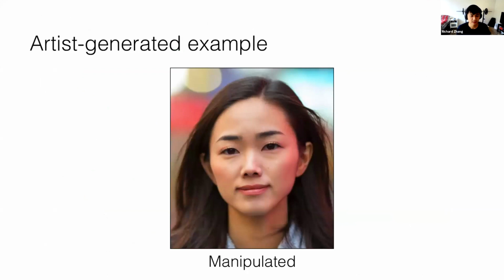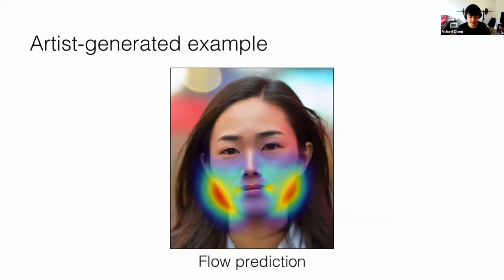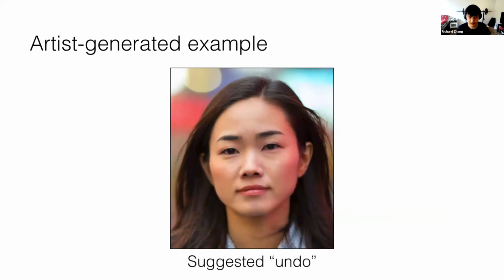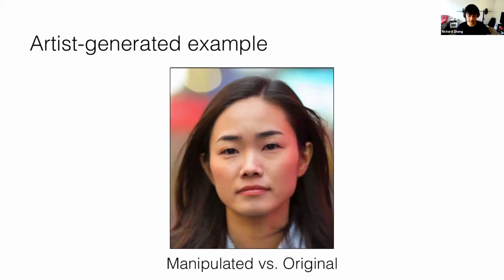Okay, here's an example on an artist-generated example. What they did here was actually a little bit more than warping. For part of the set, for a few examples, we also said that they could do other types of retouching, such as photometric changes. So we see that this is a manipulated image. This is the flow prediction. This is the suggested undo, which I think looks much more natural, and the original photo. Here's the manipulated and original, where you see large changes, and the undo and original.